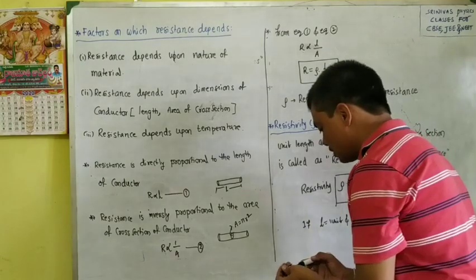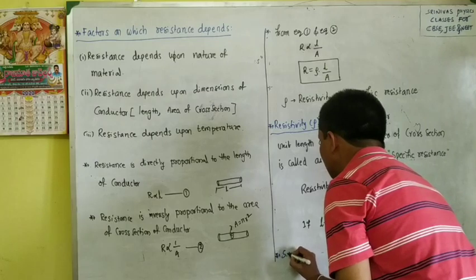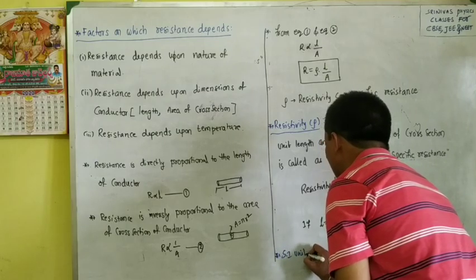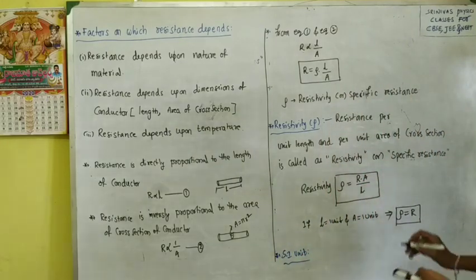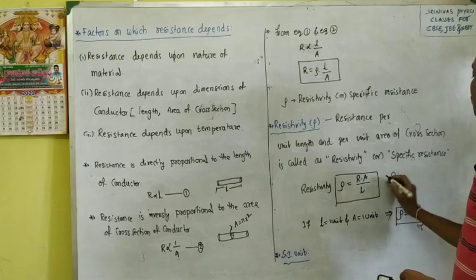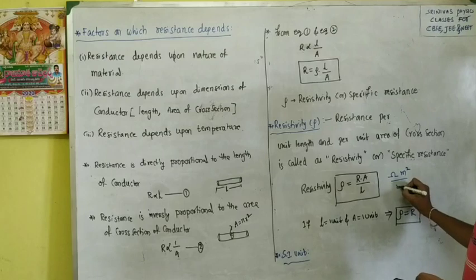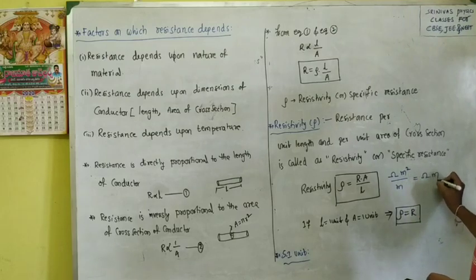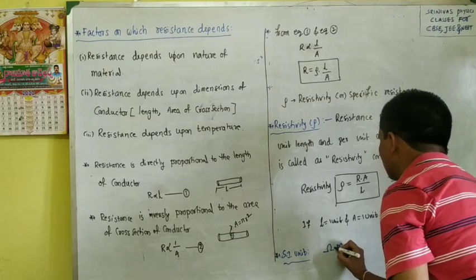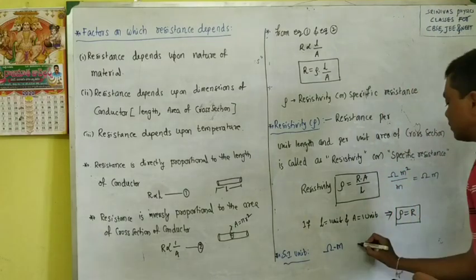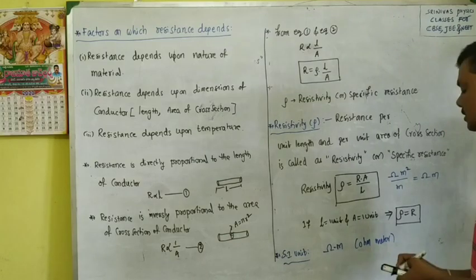And what is the SI unit of resistivity, right? SI unit of rho. Can you tell the SI unit from the formula? For every physical quantity, from the formula we may write the unit. Resistance unit is ohm, area unit is length into breadth, meter square, divided by length unit meter, then we will get ohm meter, right? The SI unit is ohm meter.